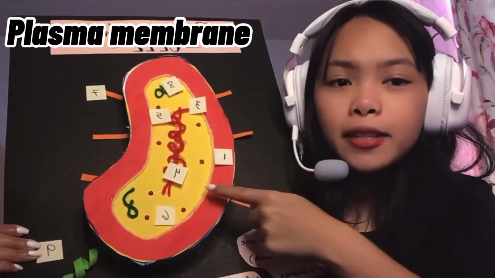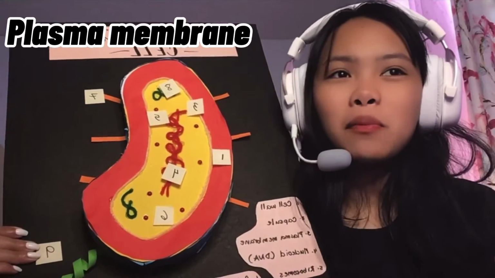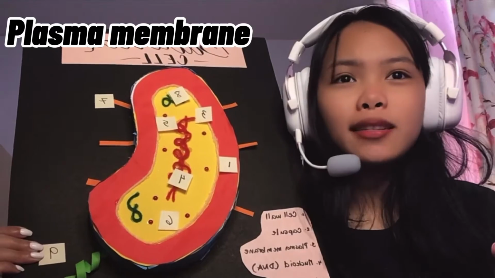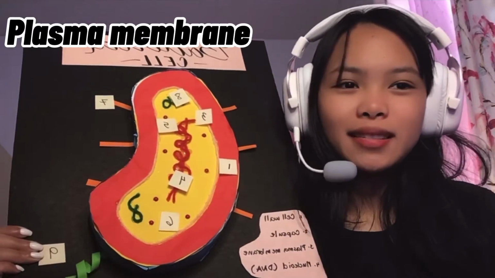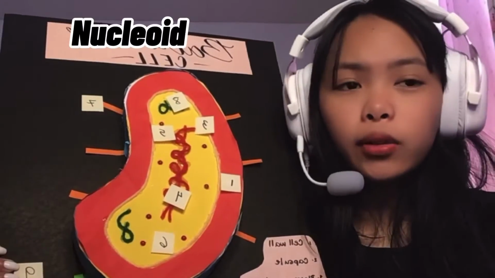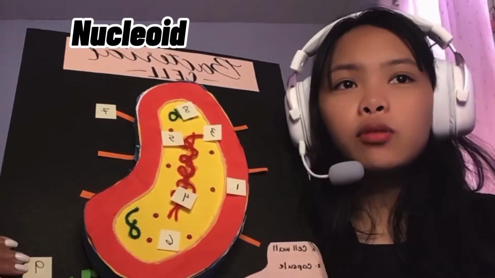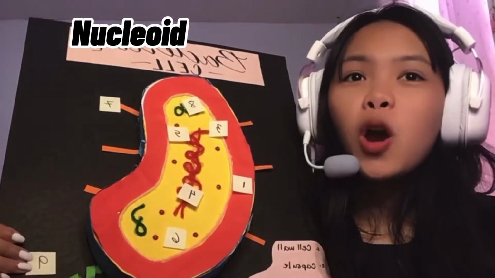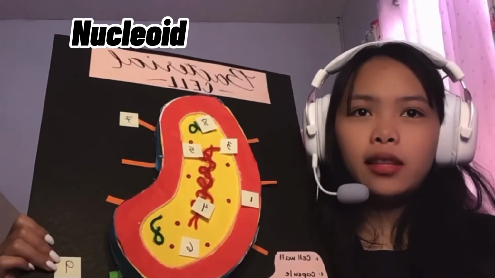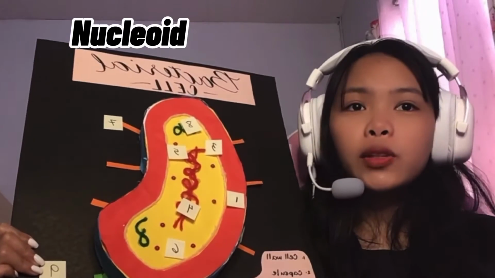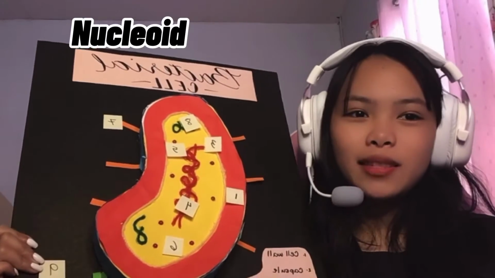This is the plasma membrane. The plasma membrane, also called the cytoplasmic membrane, is the most dynamic structure of the prokaryotic cell. Next is the nucleoid or DNA. This is the nucleoid. The nucleoid is a region of cytoplasm where the chromosomal DNA is located. The nucleoid contains the genomic DNA and molecules of RNA and proteins.